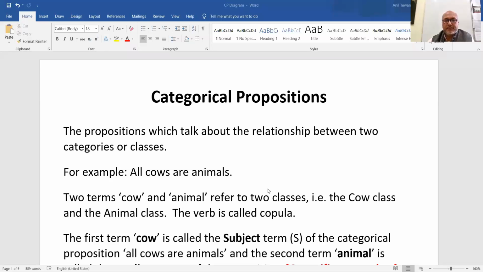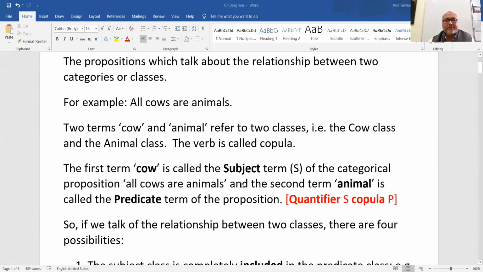So let us refresh our mind regarding whatever we have discussed in the previous classes. Right now we are discussing the categorical propositions, and you have seen that the categorical propositions talk about the relationship between two categories or classes. For example, if you have "all cows are animals" as a categorical proposition, there you can notice two terms, cow and animal, and these two terms refer to two classes. The term cow refers to cow class, and the term animal refers to animal class.